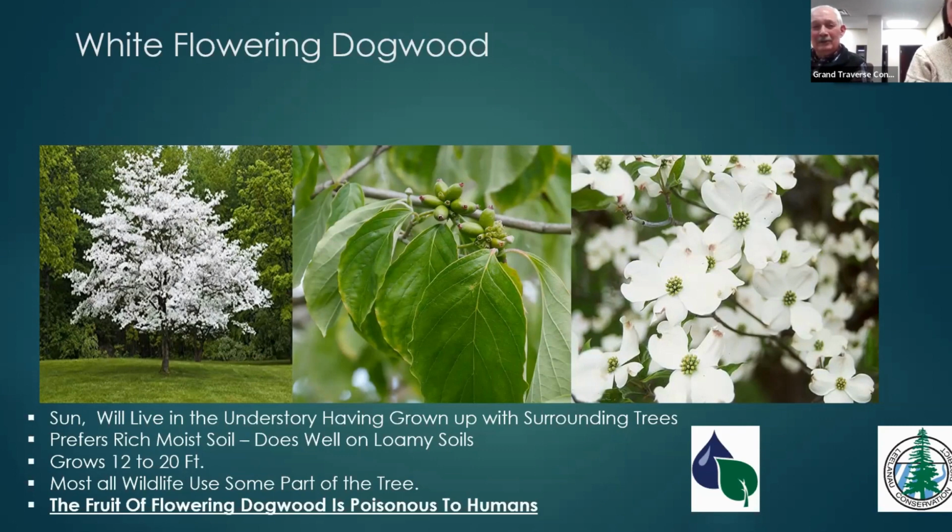And again, it lives in the sun, and it will survive in the understory, having grown up around other trees. You can find this sometimes in an oak forest that's probably 70, 80 years old, and all these white flowering dogwood are underneath it. They have to start out in the sun, but then will hang in there in the shade for decades. They prefer moist to wet soils, and it does well on loamy soils, but you'll also find it on sand doing quite well. And the height of this is comparable to the redbud, 12 to 20 feet.